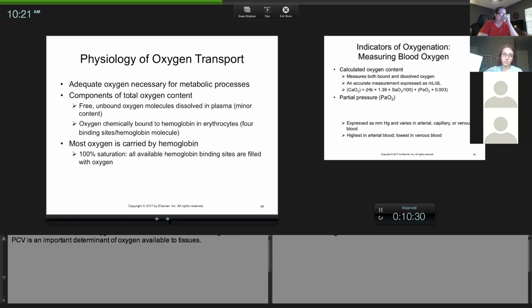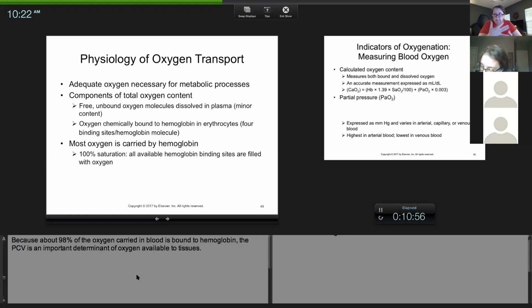Now, if you're thinking about physiology, every tiny little cell needs oxygen in the body or cells die. So that's what we're trying to maintain. This is an important slide. This is slide 49. There are two ways oxygen is carried in the blood. The one you're probably most familiar with is oxygen bound to the hemoglobin on a red blood cell, or an erythrocyte.